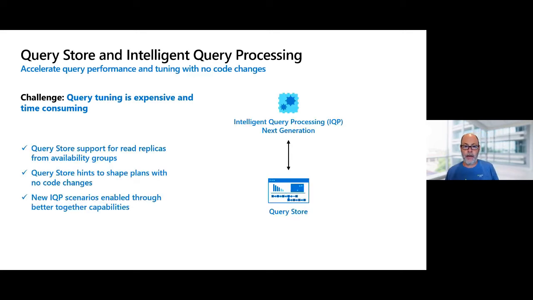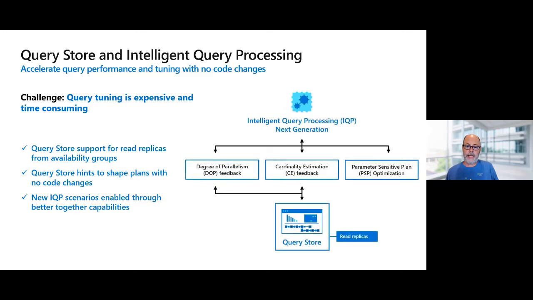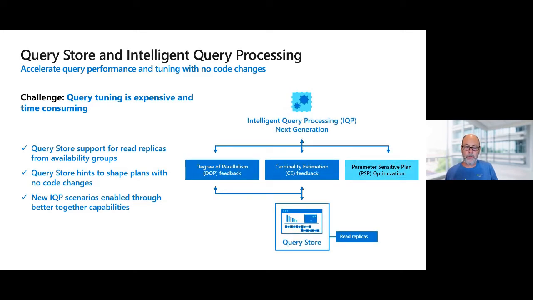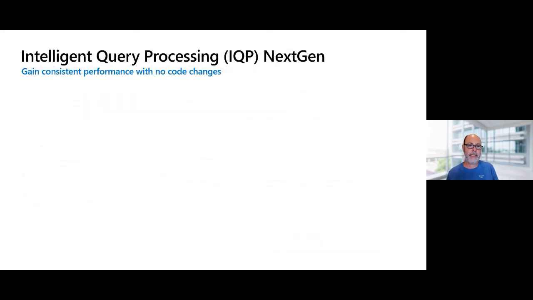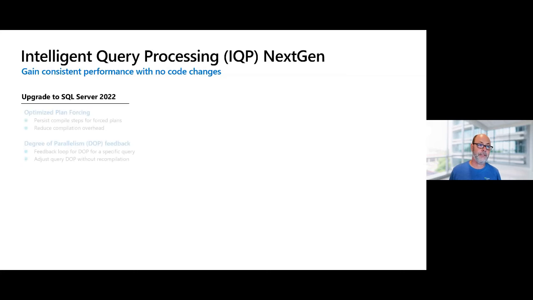So, intelligent query processing, next generation is the solution, right? This, as I said, relies on Query Store. Then there is another caveat for performance purposes, which is parameter sensitive plan optimization, PSP optimization. This is a quite interesting thing that we will cover in a second, right? So for intelligent query processing, IQP next generation, how can we use all this?